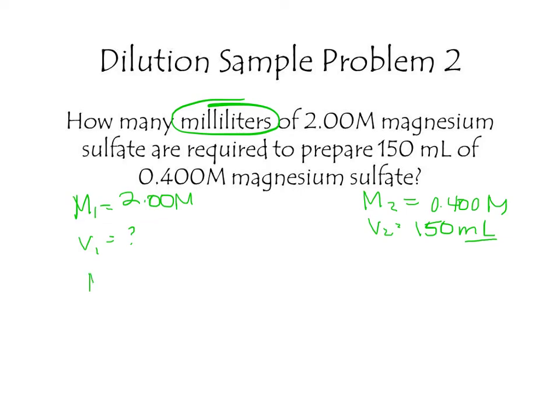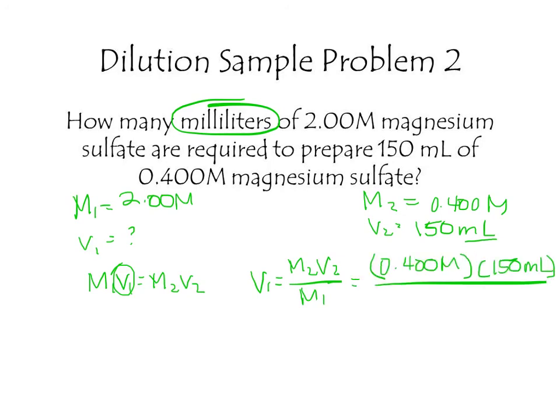And so again, let's put our equation M1V1 equals M2V2, and let's isolate V1. You should end up with V1 equal to M2 times V2 divided by M1. And we can plug in our numbers: 0.400 molar times 150 milliliters divided by 2.00 molar. And again, if we cancel out the units, we cancel out the capital M's and we're left with milliliters, which we are looking for as a unit. And our final answer should be 30 milliliters.